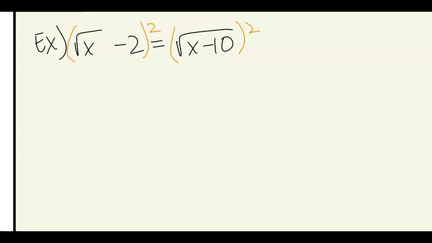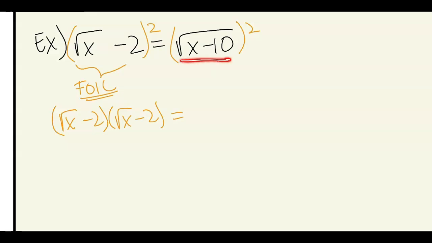Mia, when you do that, what do you need to do on this left-hand side? What do you have to do? You have to FOIL it. So this part here, we're going to have to FOIL. So we're going to make this a square root of x minus 2 times the square root of x minus 2. And we're going to set it equal to, what's the square root of x minus 10 squared? X minus 10, the radical cancels. So we're going to have just x minus 10.